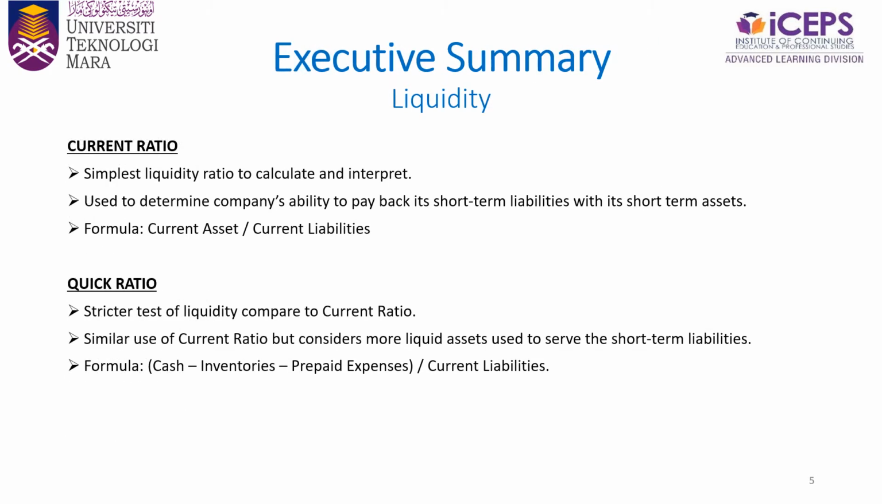As for current ratio, which falls under liquidity, it is the simplest liquidity ratio to calculate and interpret. It is also used to determine the company's ability to pay back its short-term liabilities with its short-term assets. The formula is current assets over current liabilities. As for quick ratio, it is a stricter test of liquidity compared to the current ratio. Similar use, but it considers more liquid assets used to serve the short-term liabilities. The formula is current assets minus inventory minus prepaid expenses over current liabilities.